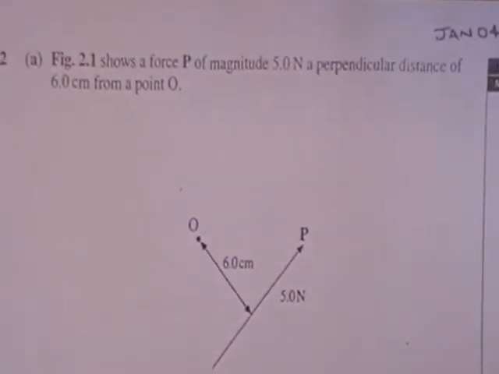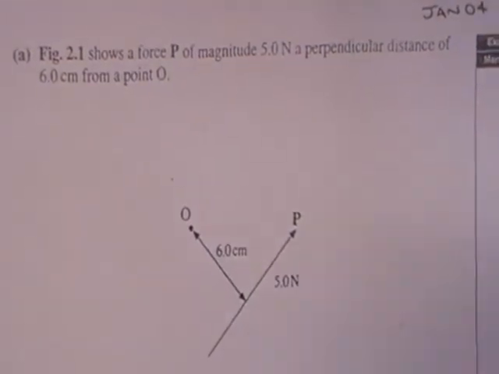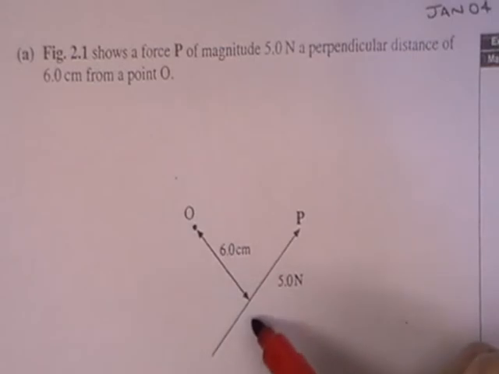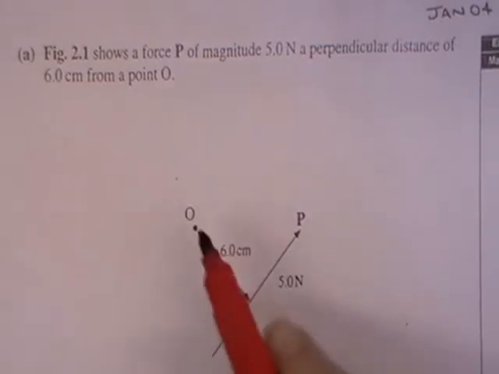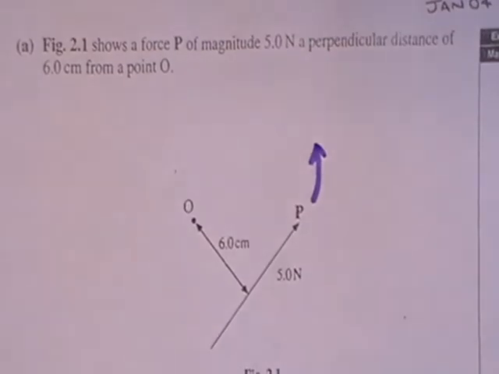Figure 2.1 shows a force P of magnitude 5 newtons, and that's it there. And it's a distance of 6 centimetres from the point O. Calculate the magnitude of the moment of P about O. This moment is in the anti-clockwise sense, so it's going round that way there.